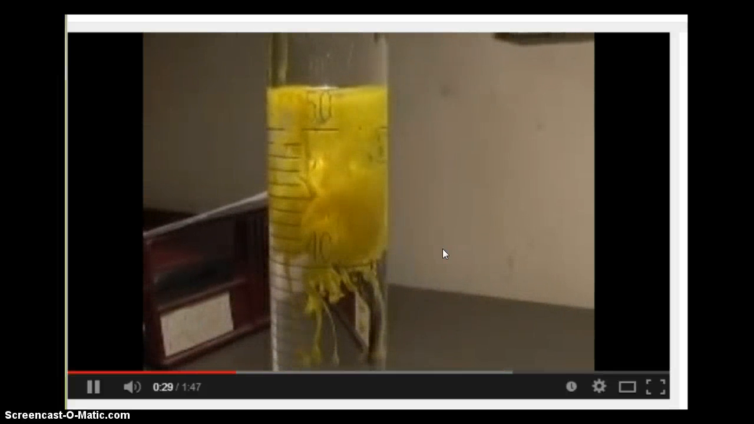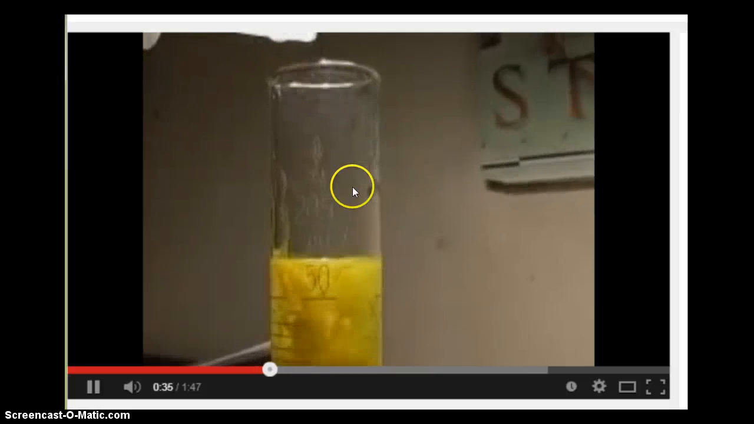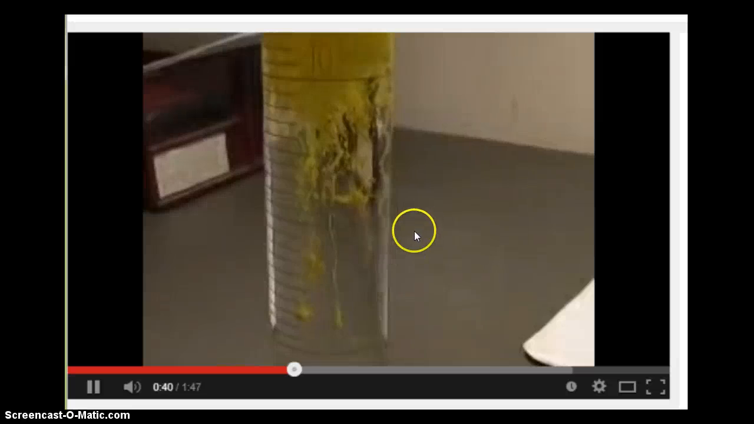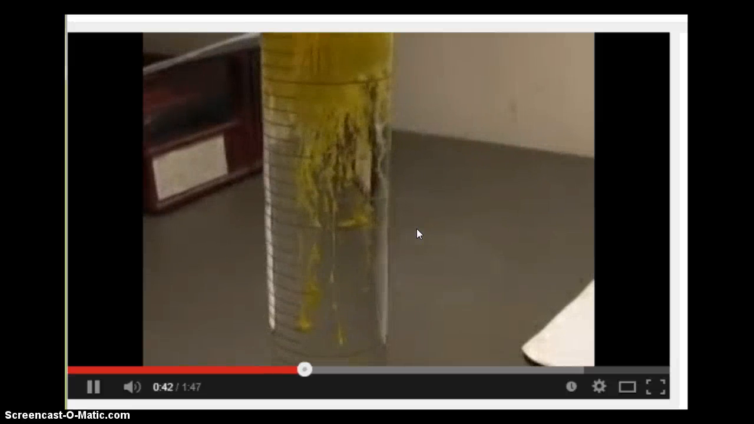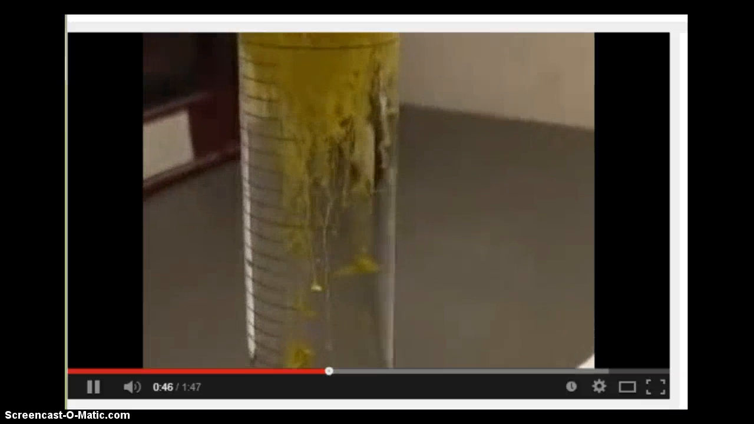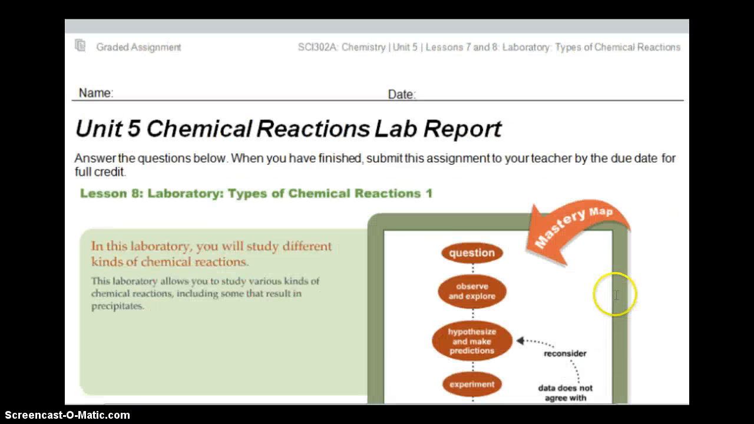The two clear liquids had a chemical reaction. We know it because there's a permanent color change. You can see it's clear liquid, and it also has a precipitate, which is the chunky solid that was produced. In this case, it is lead that gives it that yellow color. Again, just a quick review of what a precipitate was.